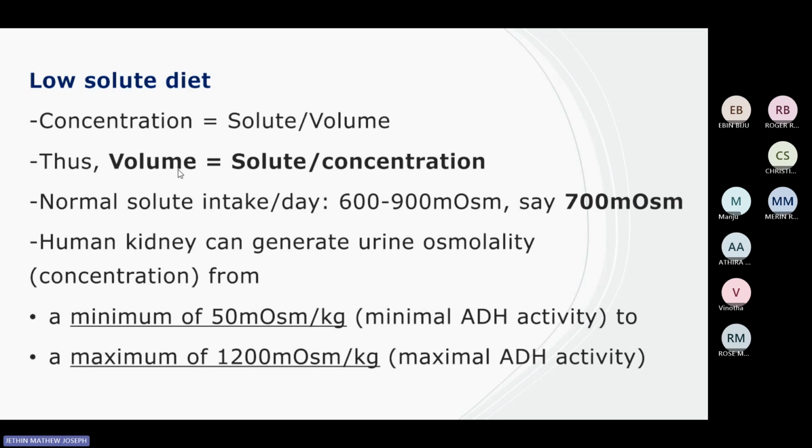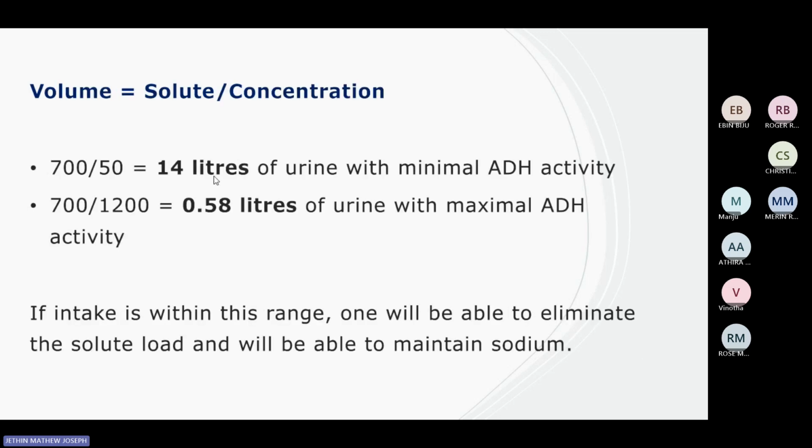We learned that volume is equal to solute by concentration. So volume is equal to solute 700 by minimal ADH activity 50. So 14 liters of urine at minimal ADH activity. This is the most dilute urine the kidney will be able to generate with this solute intake. The most concentrated would be 700 by 1200, which is 0.58 liters. So if your fluid intake is within this range, you will be able to eliminate the solute load and maintain sodium in your body within the normal range. I hope that is clear.